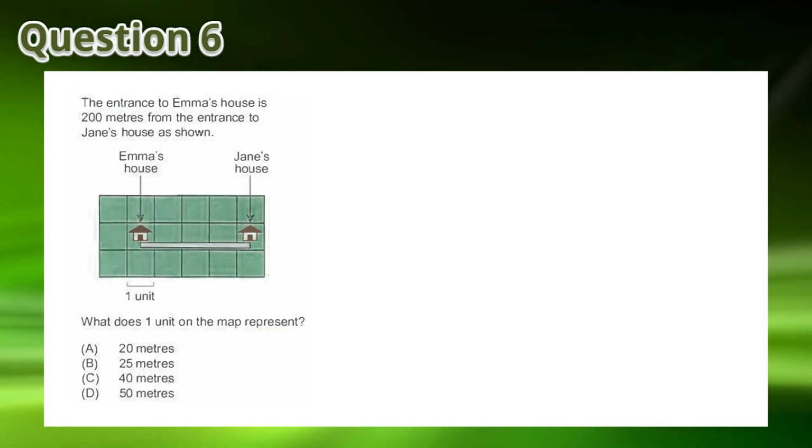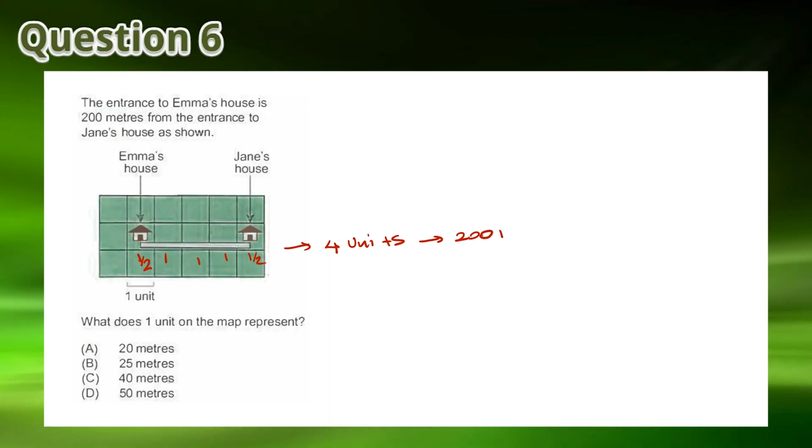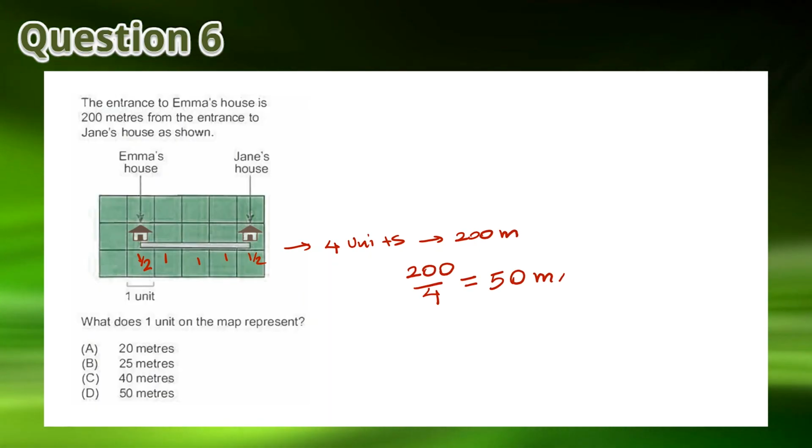In between Emma's and Jane's house, there are 3 full units and 2 1/2 units, which adds up to 4 full units, which is equal to 200 meters. So 1 unit is 50 meters. So the answer is D.